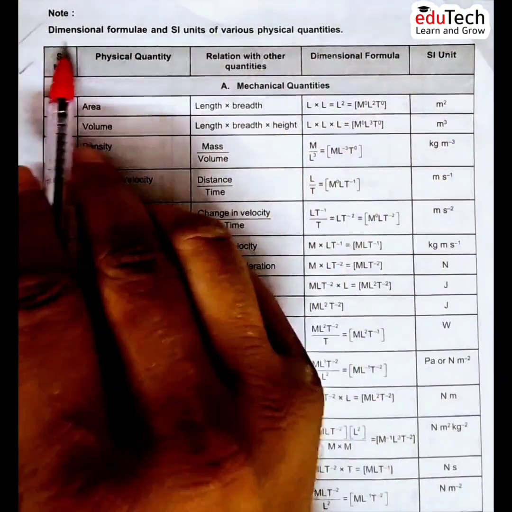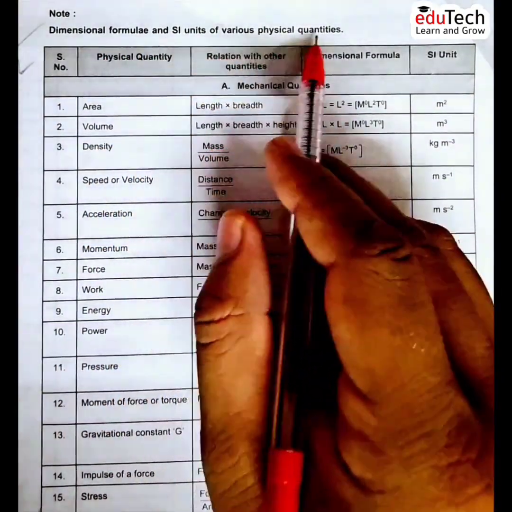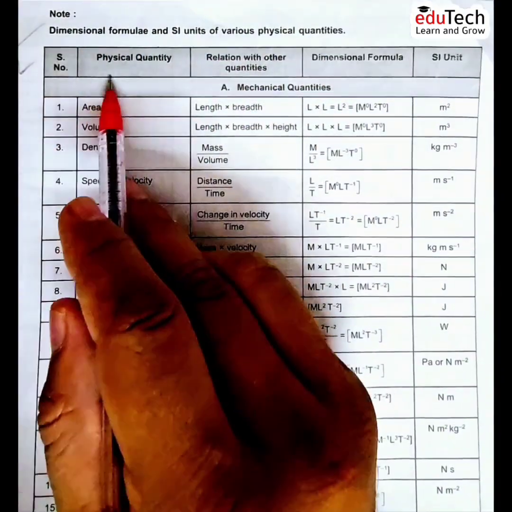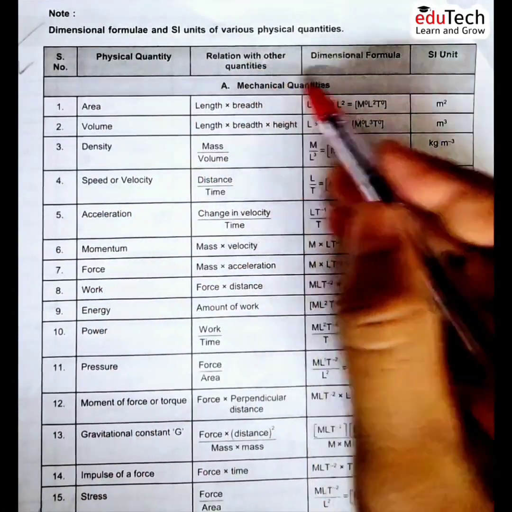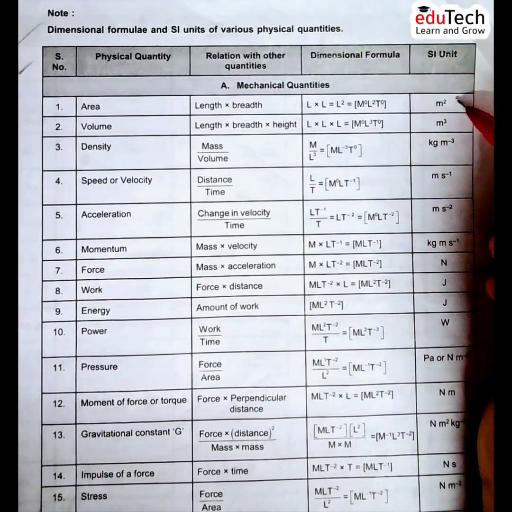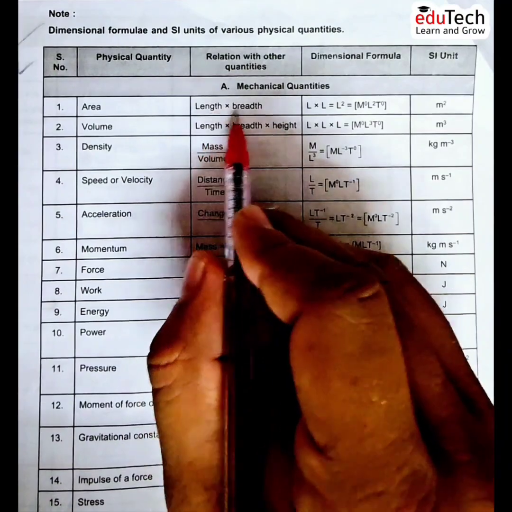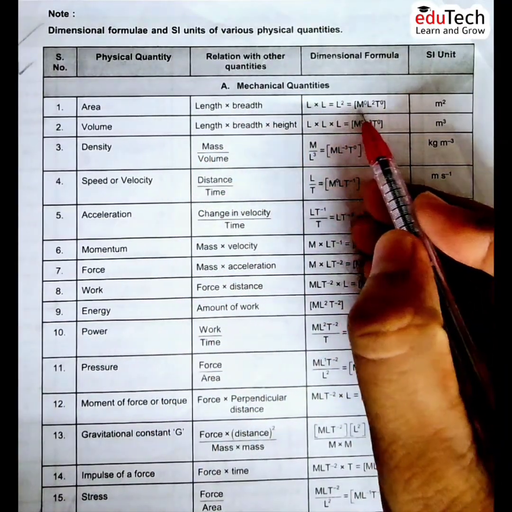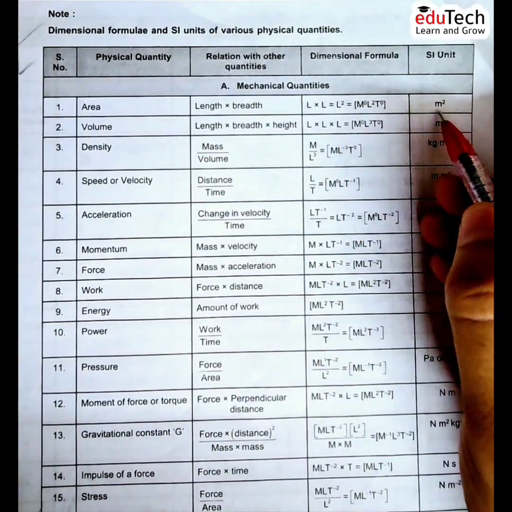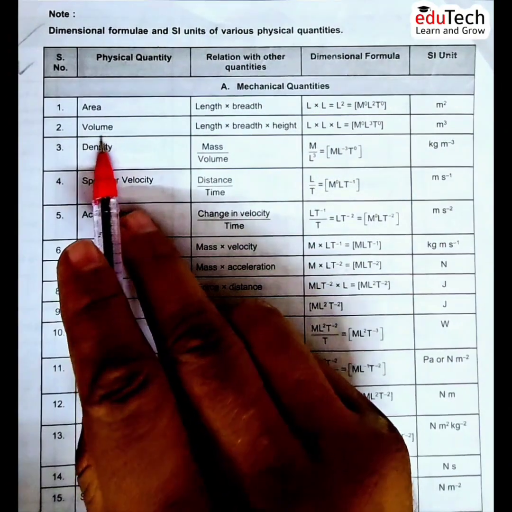In this video we are going to see dimensional formula and SI units of various physical quantities. So physical quantities and their formula, dimensional formula and SI unit. First is area. Area formula is length into breadth and dimensional formula is L power 2 and unit is m square. Second is volume.